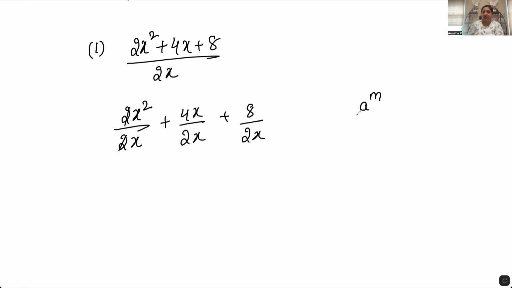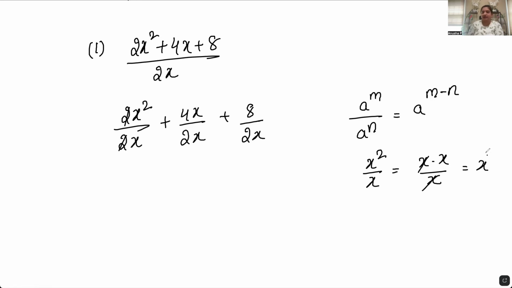We will have a formula: a to the power of m divided by a to the power of n is a to the power of m minus n. Okay, or we have now x square over x, right? So x times x over x. X and x will get cancelled, then we're getting only x. But if you have bigger numbers, we can't write that many multiples and cancel.